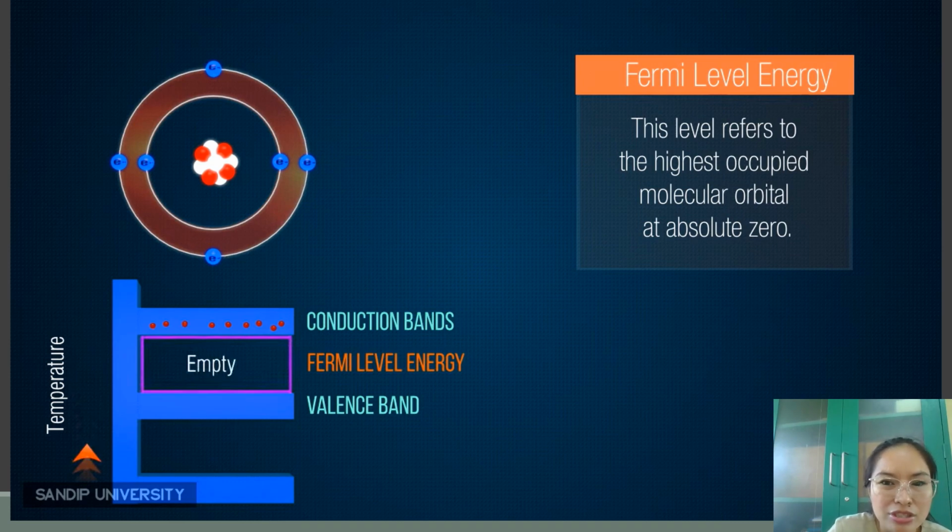But when the temperature rises above absolute zero, these charge carriers will begin to occupy states above the Fermi level. So from the Fermi level, it can go above. So it can reach the conduction band.